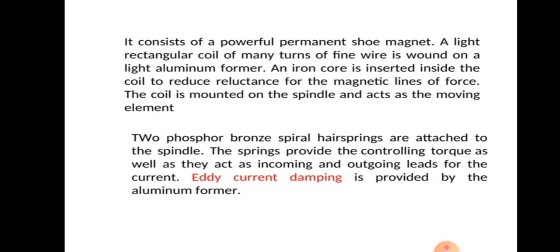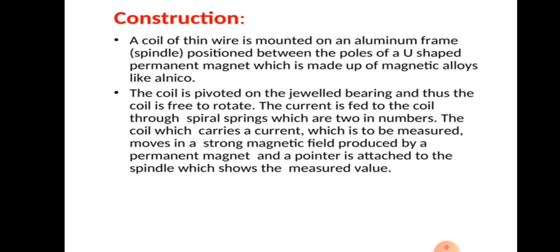The second point is that two phosphor bronze spiral hairsprings are attached to the spindle. The springs provide the controlling torque as well as act as incoming and outgoing leads for the current. Eddy current damping is provided by the aluminum former. So this is the construction of the PMMC, and we will see it in the next diagram.